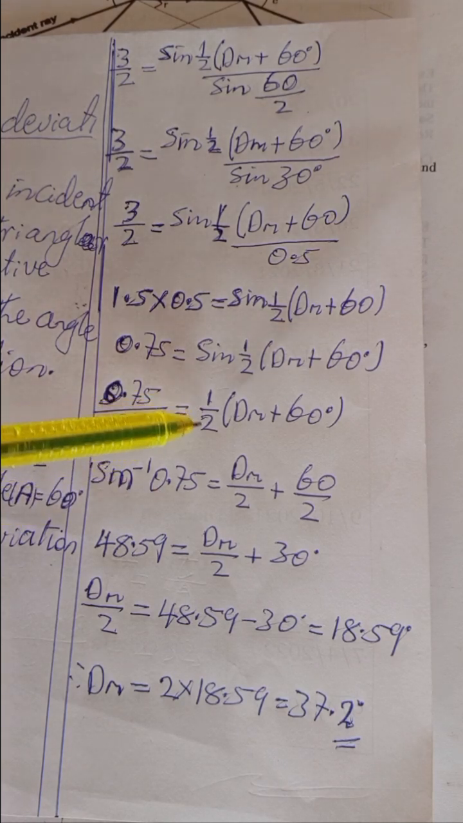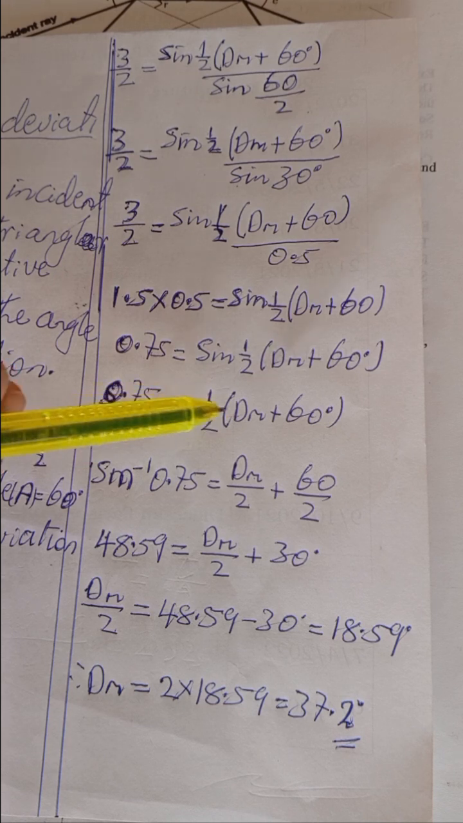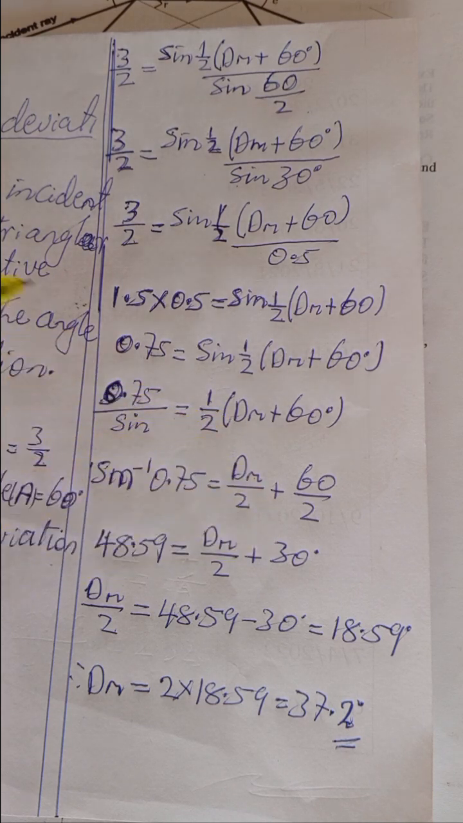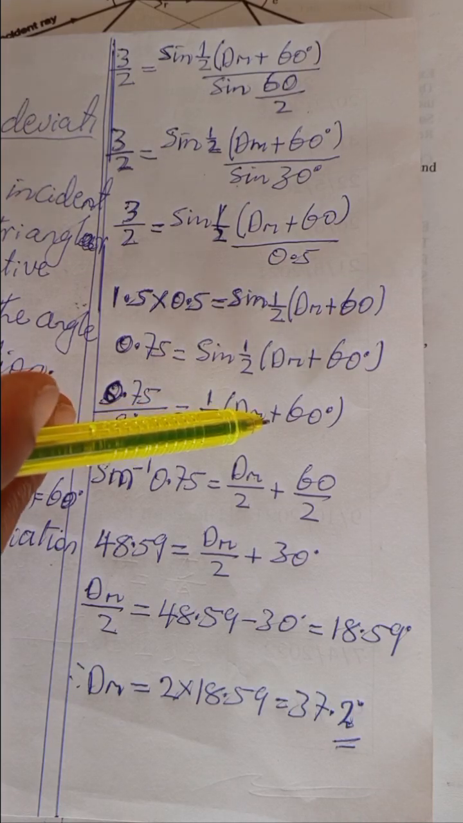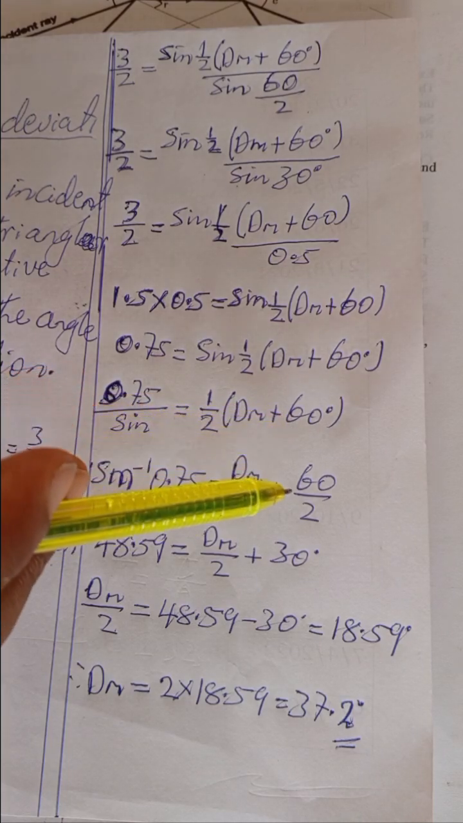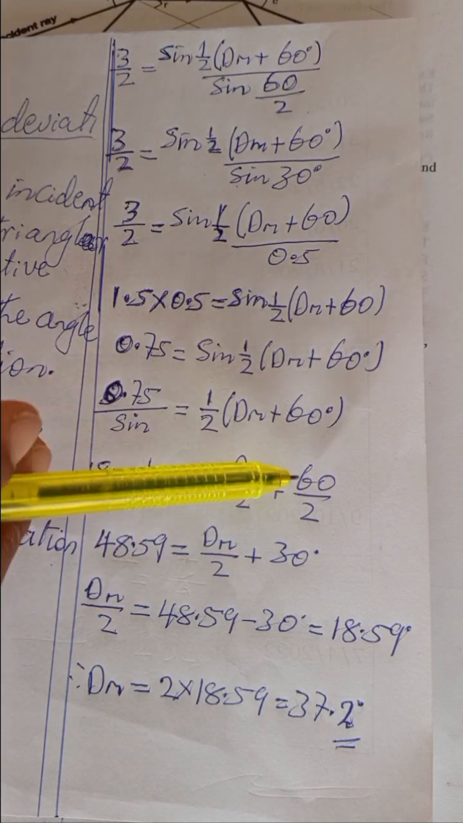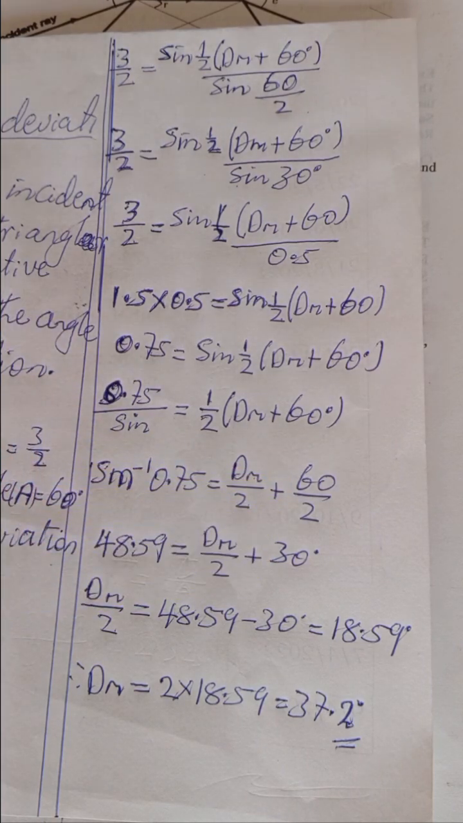Now here, half times dm, we have dm over 2, plus half times 60, you have 60/2. Sine inverse of 0.75 will give you 48.59. Now this is equal to dm/2 plus 60 divided by 2, which will give you 30.